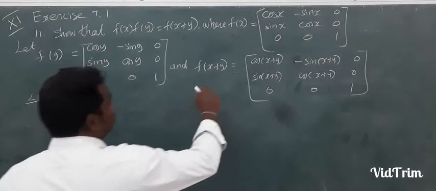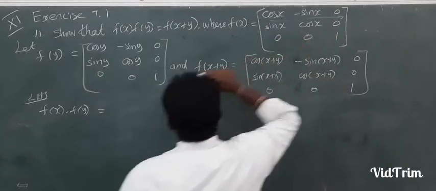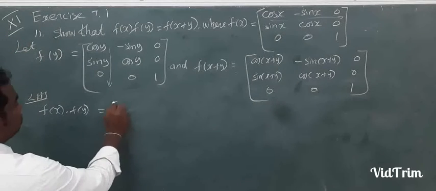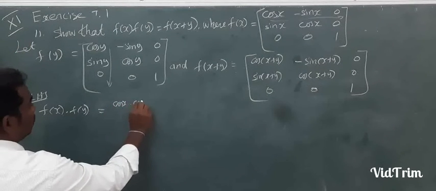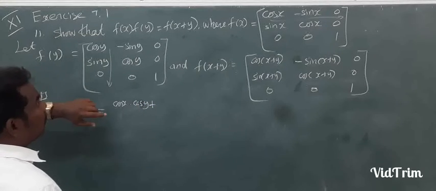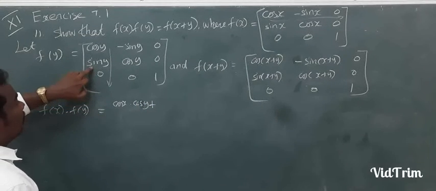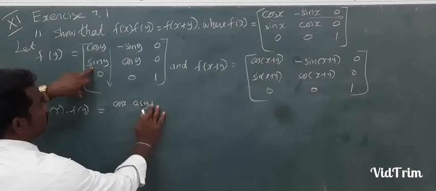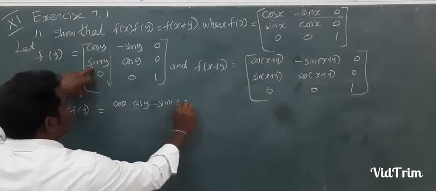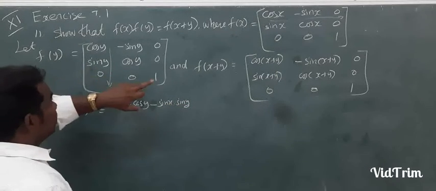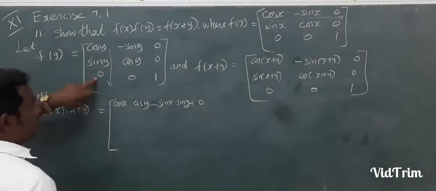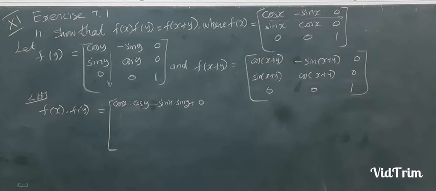First row and first column. Cos x into cos y, plus minus sin x into sin y, so minus of sin x into sin y, and next 0 into 0 plus 0. That is the first element.